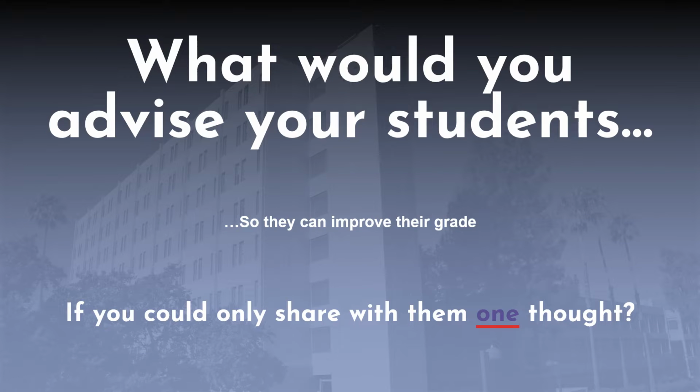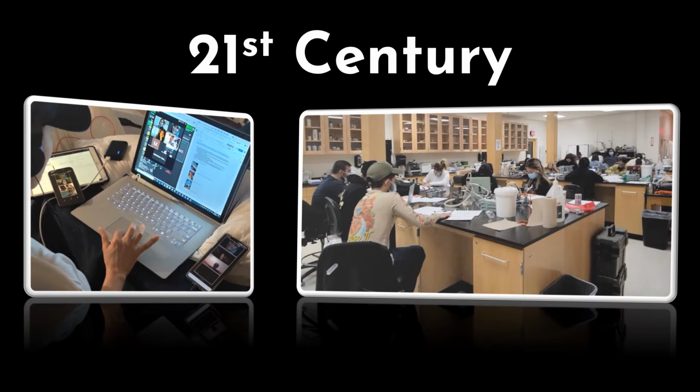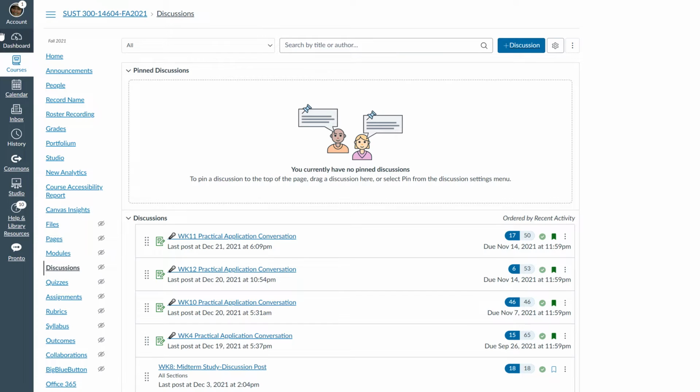What would you advise your students to help improve their grade if you could only share one thought? Student engagement has potentially evolved in the last few years. Research for online education suggests that one of the most predictive variables of engagement is participation in discussion forums.